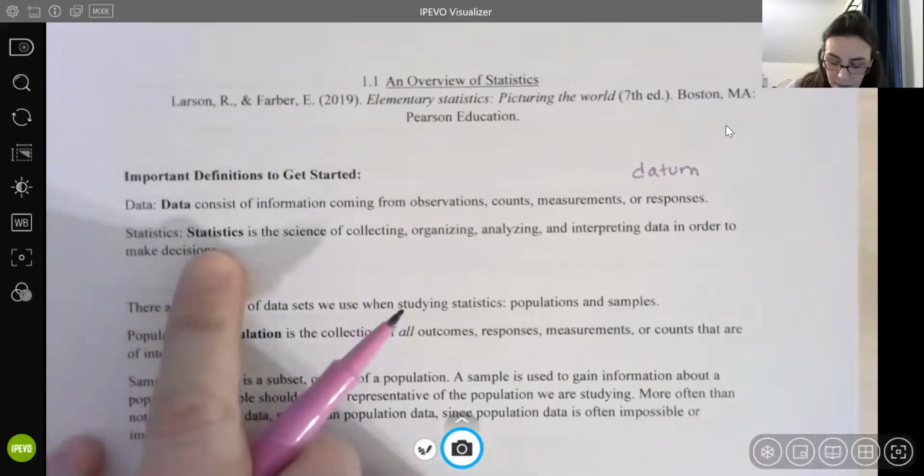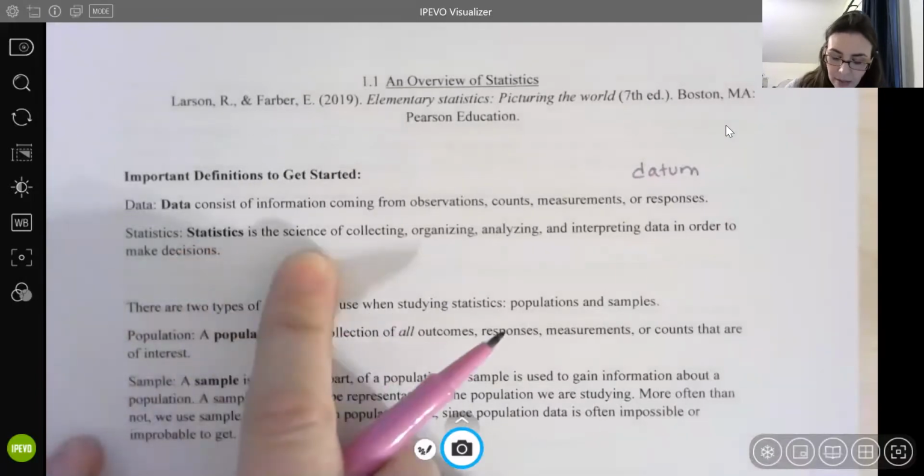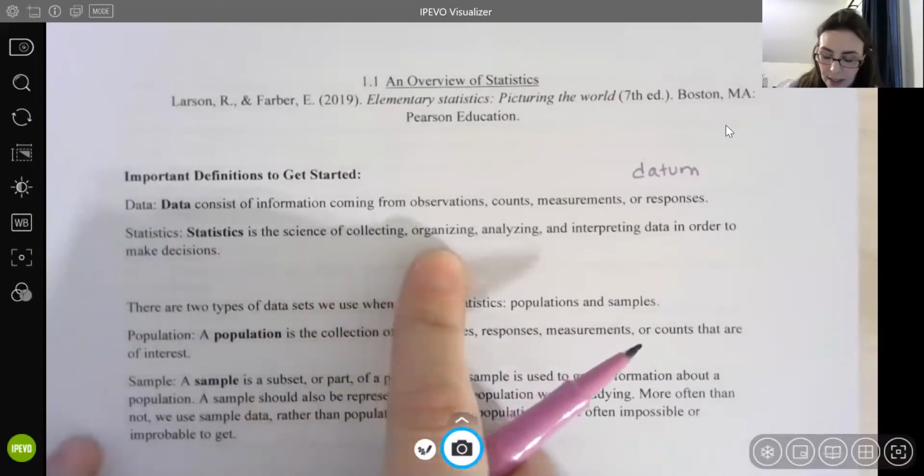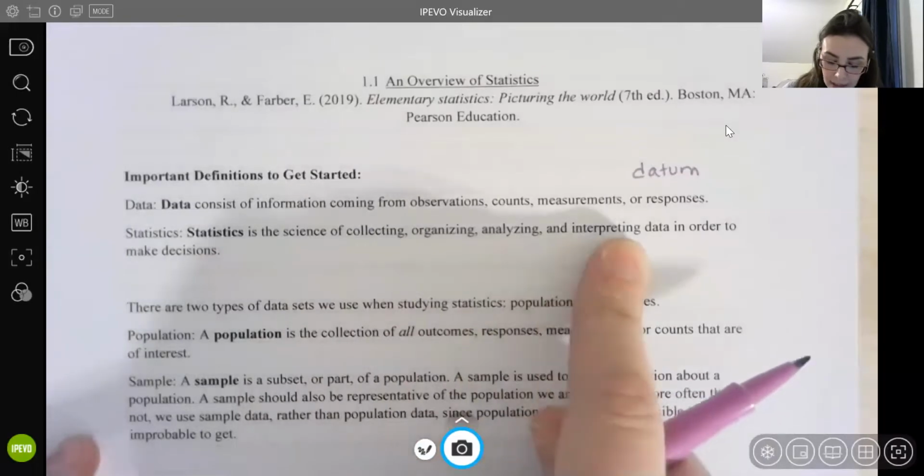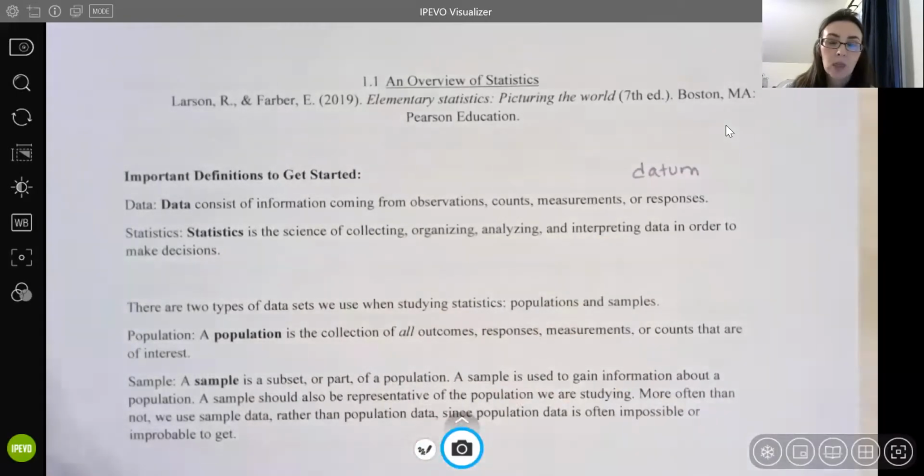Now, statistics. Statistics is the science of collecting, organizing, analyzing, and interpreting data in order to make decisions. So what we do is we take a lot of time designing studies, collecting our data, making sure we collect it in a good, ethical way. We'll talk more about good collection techniques as we get through chapters 1 and chapter 2 in particular. And then we'll look at that data and see, what does it tell us? So we let the data tell us what's going on in the world and use that to make decisions.